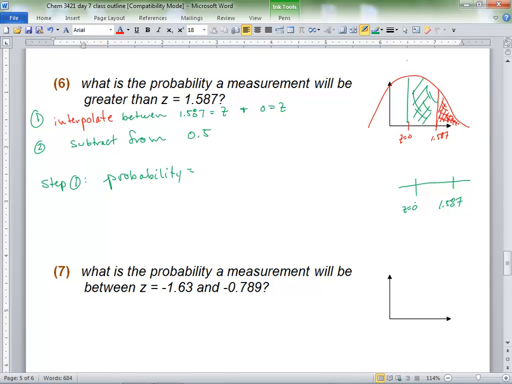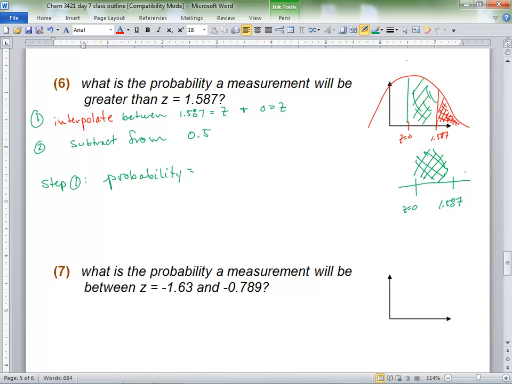So step 1, the probability, that the area of the known interval. Okay? Well, what number am I going to pick here? Am I going to pick a z that's to the left or to the right of the 1.587? Right? If I go over here, I'm too short. What area am I interested in? I'm interested in this area right here, right?